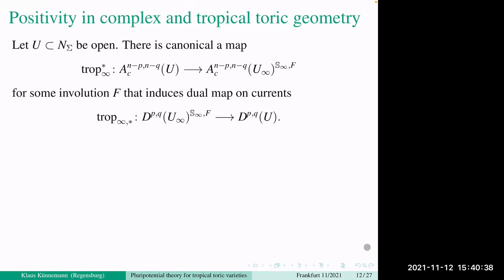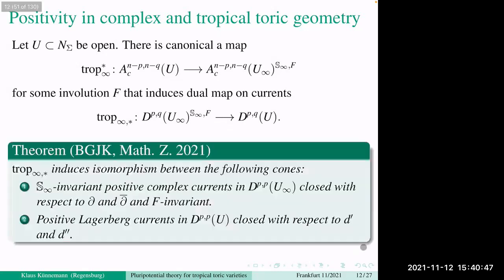And here again, this map, if U meets the boundary, will not be an isomorphism. Nevertheless, the following surprising connection holds. Namely, you still have an isomorphism between the S-invariant positive complex currents, which are closed with respect to del and del bar, and the positive Lagerberg currents, which are closed with respect to d prime and d double prime.